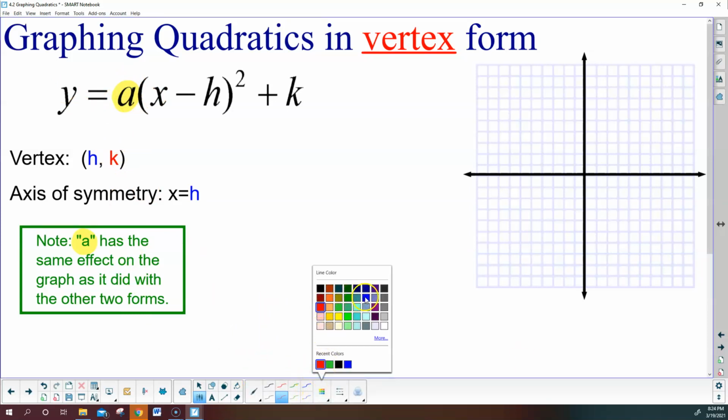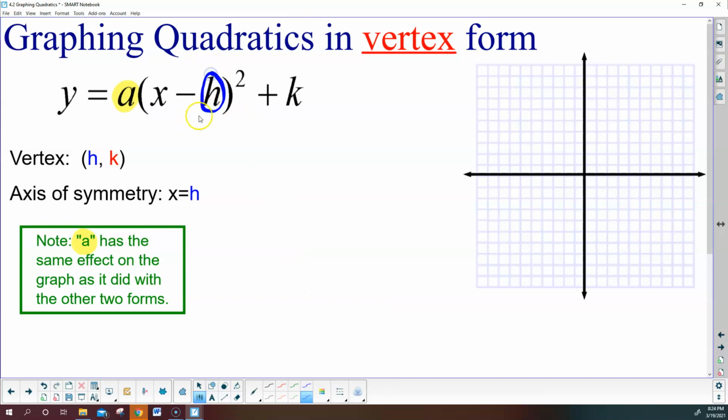But what does the vertex do? Well, the vertex is based off of two facts: the h, notice that's in the x spot of our vertex, and then the k. So my vertex is (h, k), but what is h? Well, h is your movement left or right. Notice how it's opposite of the way it reads. This is x minus h, and we just want to take h. So h is always opposite of what you think.